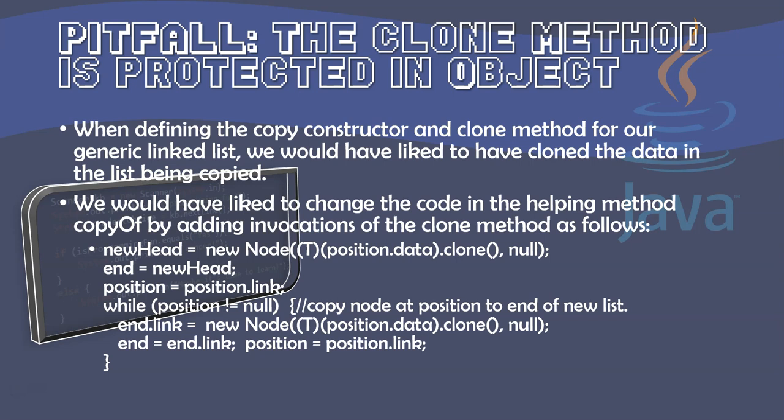Well, we would like to change the code in the helper method copyOf, such as the following: newHead equals new Node, and we get the position.data.clone, null, end is now the newHead, position equals position.link, while position is not null, so let's copy the node to the position in the list. end.link equals new Node<T>(position.data.clone, null), end equals end.link, position equals position.link. That would have been perfect.